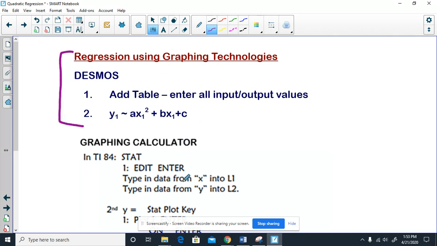However, if you want to know how to do it on your graphing calculator, I'll scroll down so you can either pause the video or take a screenshot of those steps if you want to know how to use your graphing calculator for this. For our use, we're going to be using Desmos.